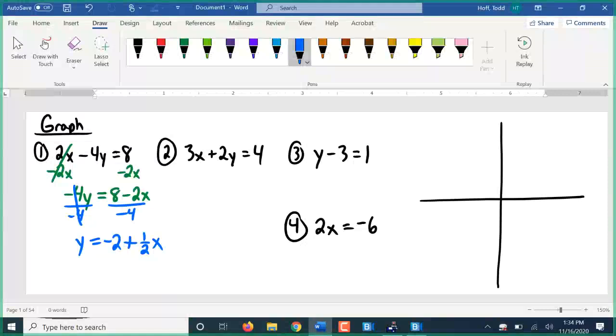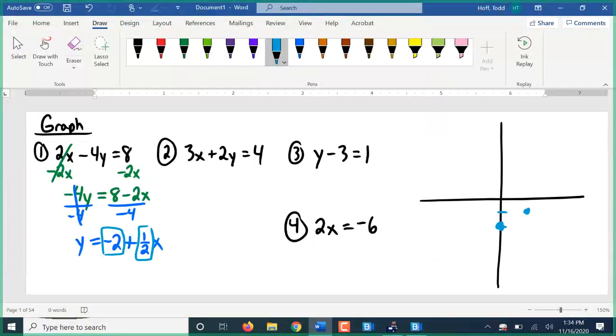So when we go to graph that, we start out with the negative 2. That's the number that's been added or subtracted here. That means from the origin, we go down 2. That's our first point on our graph. Then the number multiplying x is the 1/2. So that means that from that point, we rise 1, run 2 to get to the second point.